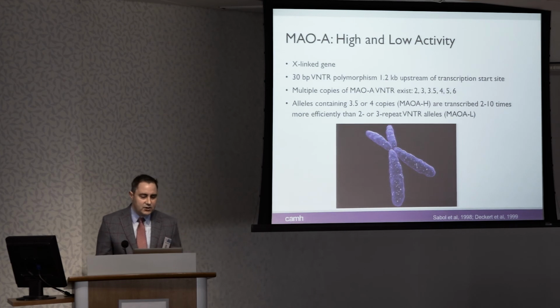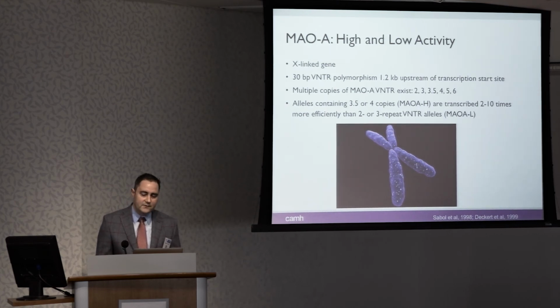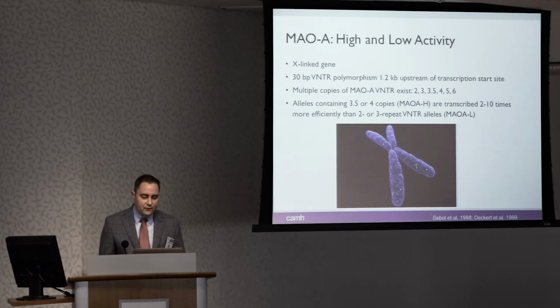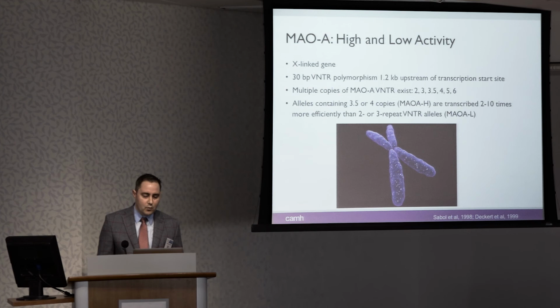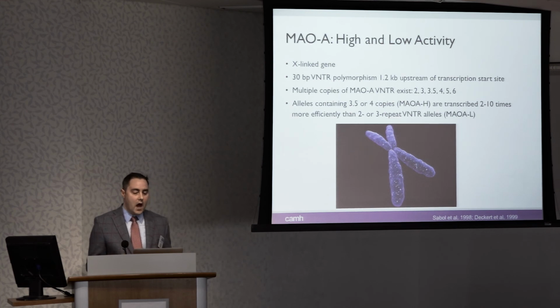It's an X-linked gene, and a variable nucleotide tandem repeat has been found 1.2 kilobases upstream of the transcription start site. So multiple copies of this VNTR exist, and alleles with 3.5 or 4 copies are transcribed 2 to 10 times more efficiently than the ones with 2 or 3 repeats. So we dub these MAO-A high or MAO-A low.